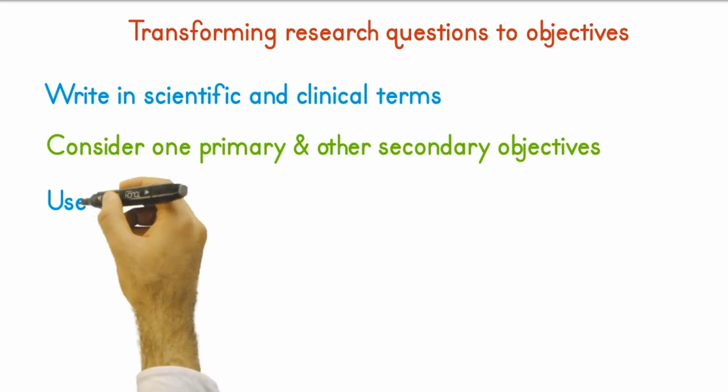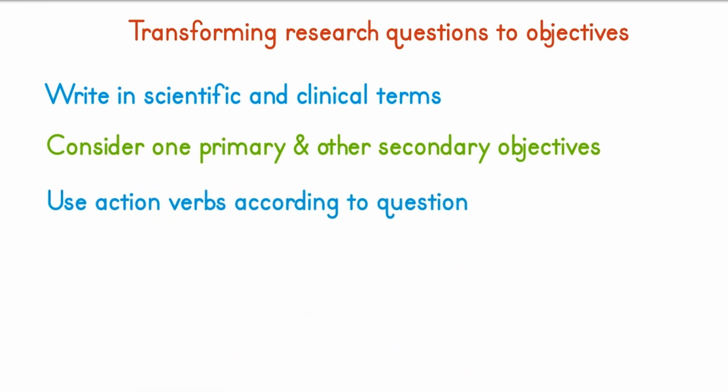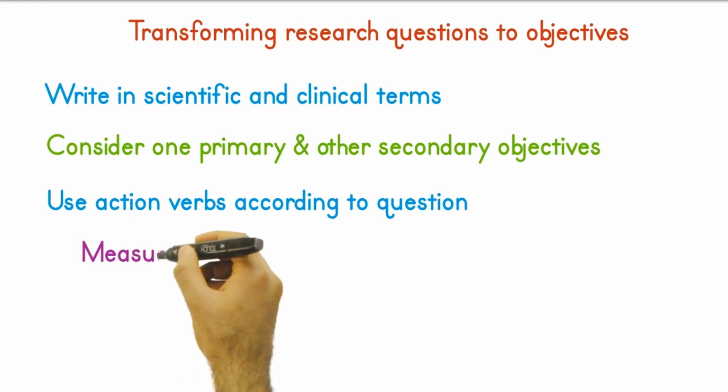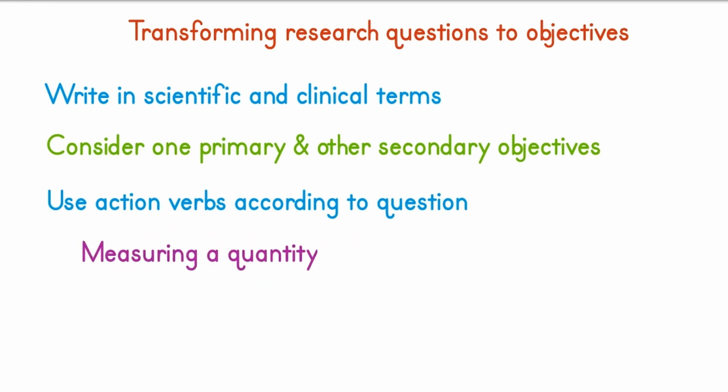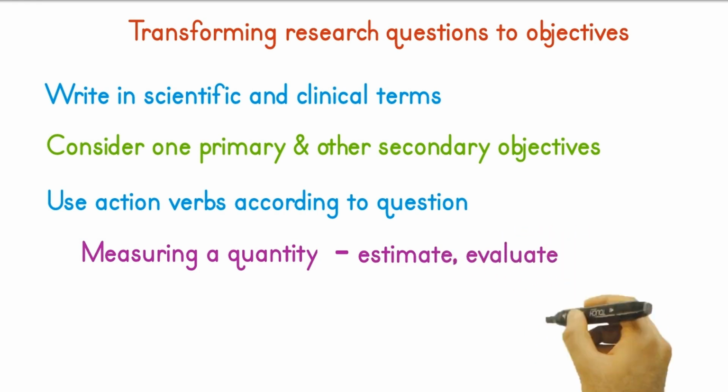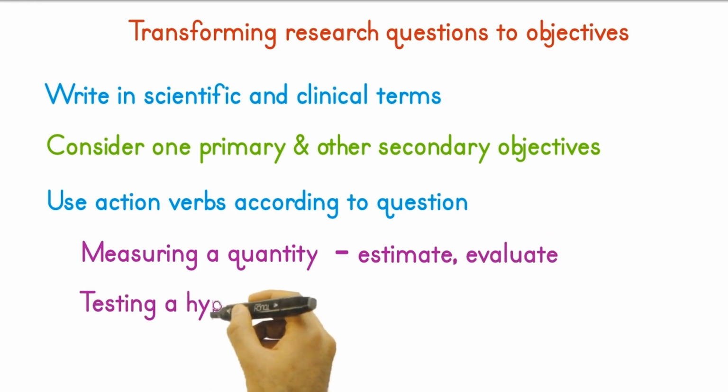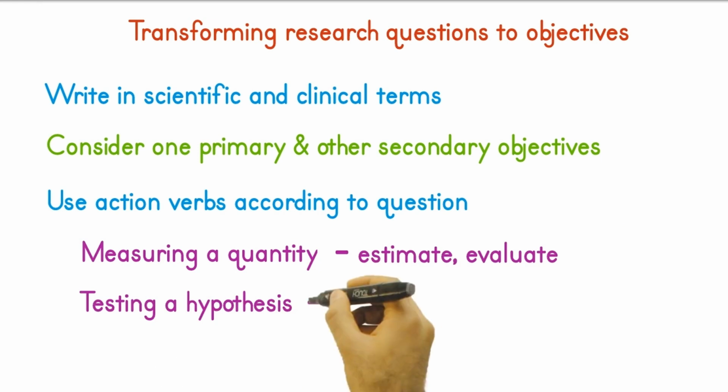Third, use action verbs according to the type of study. For measuring a quantity, for example, prevalence or incidence of a disease, use to estimate or to evaluate. For testing a hypothesis or association, use to determine.